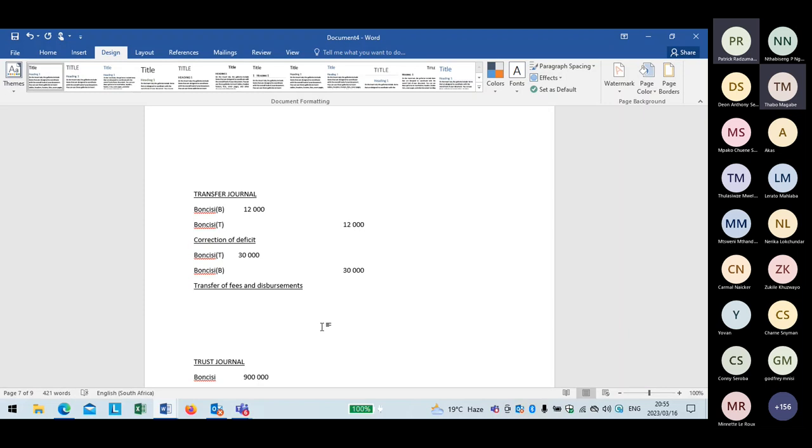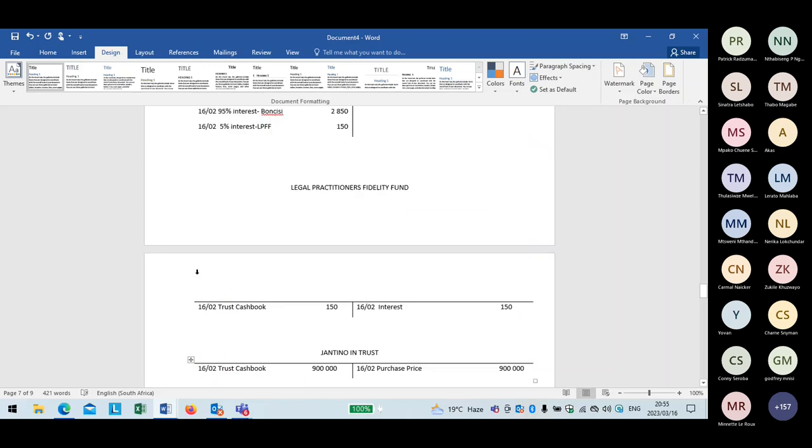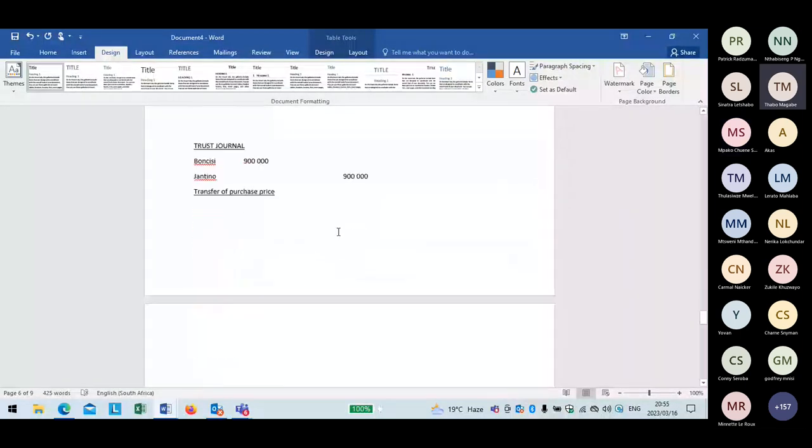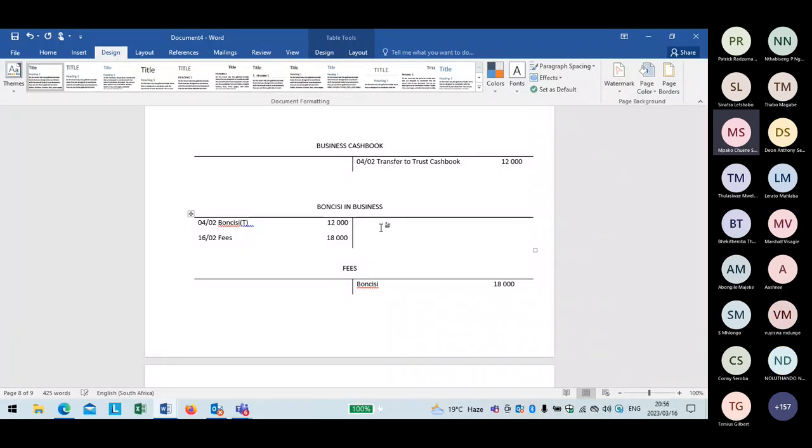So from here, we can post to ledgers. In trust, we must debit 30,000 in February. Narration, Bonchisi in business. And then we go to Bonchisi in business and credit 30,000. And when does this happen? You do the cash transaction. And the narration is Bonchisi in trust.